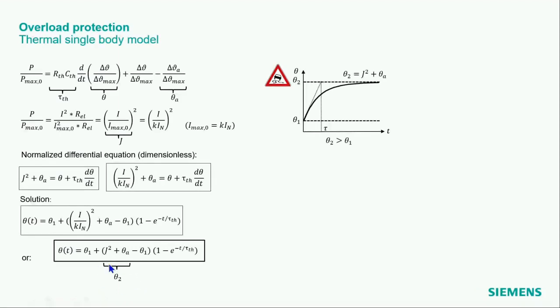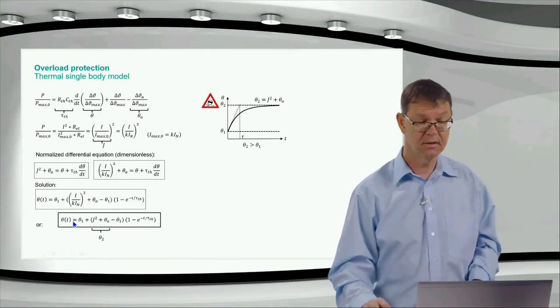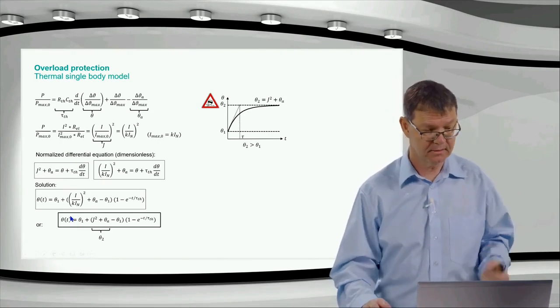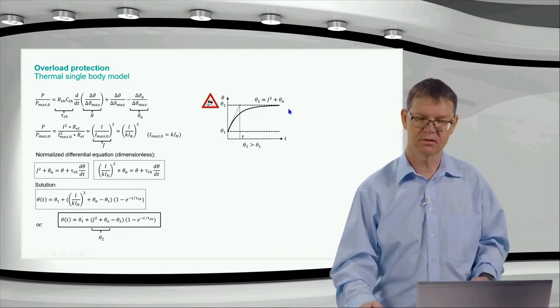So the theta 2 here is defined by the current, and here is additionally an ambient temperature, if the ambient temperature is not equal to the reference temperature. So I have a jump in the current. The square of the current ratio gives me the theta, the dimensionless value of the temperature, and this gives me the end temperature, as we see.